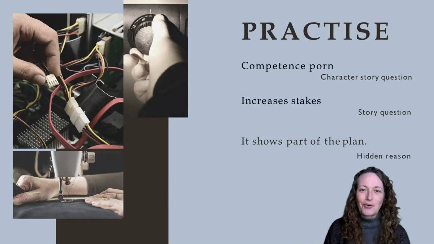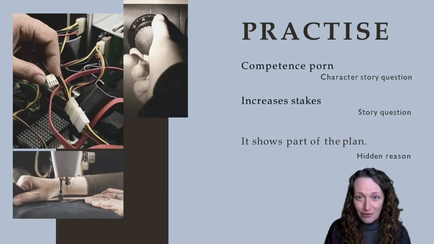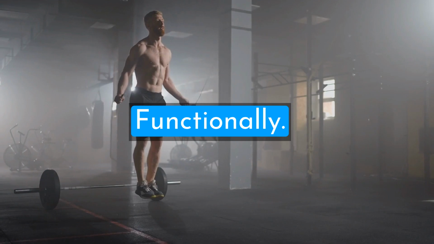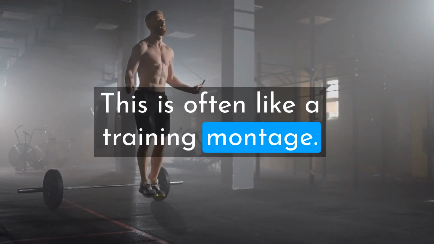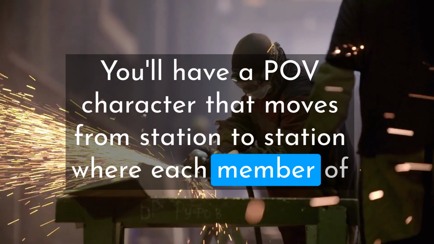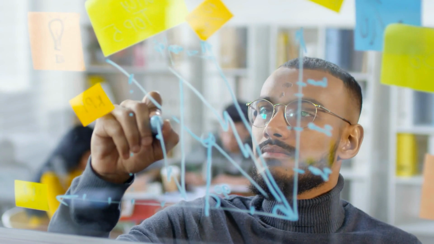But we're also conning the audience, and we're tricking them into thinking that they know how things are going to go down by showing them the plan. And we don't show them all of the plan. Functionally, this is often like a training montage. You'll have a POV character that moves from station to station where each member of the team is working on something that they will need during the heist.